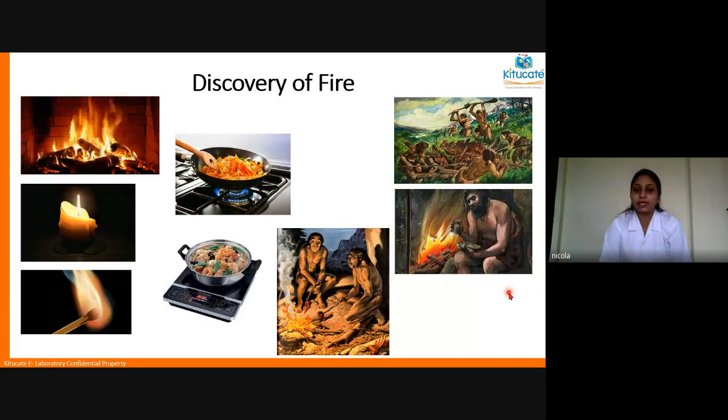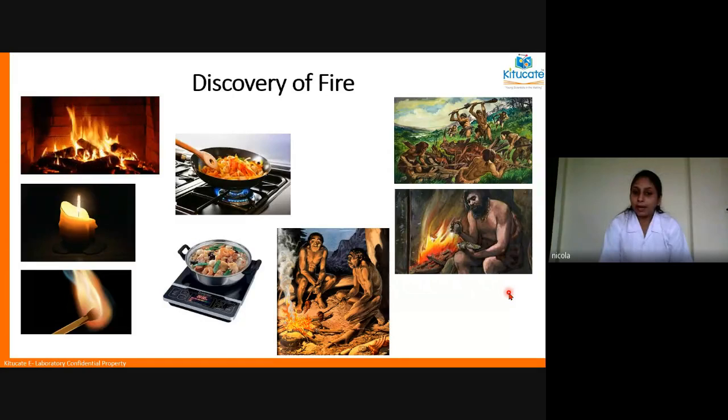So after that, these early men came to know that they could light up something. With the help of that fire, they could light up wood, straw or twigs, and they could make a fire. And that fire changed everything for them. Because of fire, they were able to cook food. Because of fire, they were able to scare away the wild animals. They were able to light up the caves.